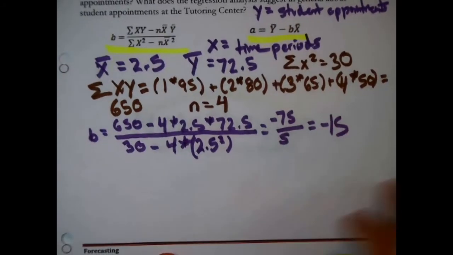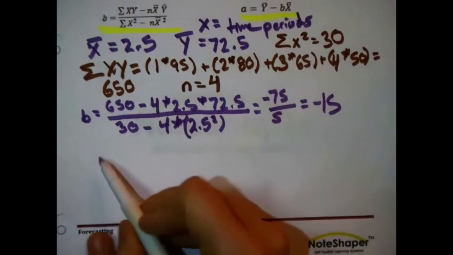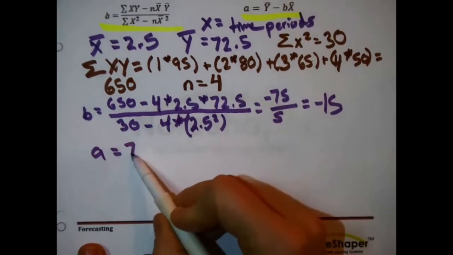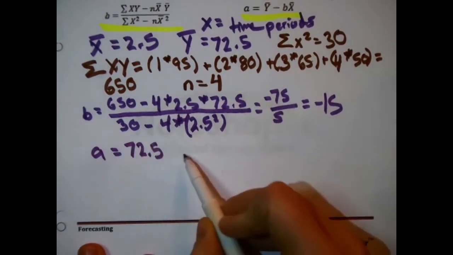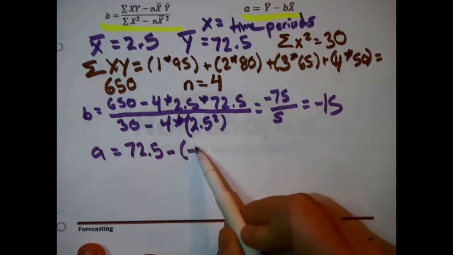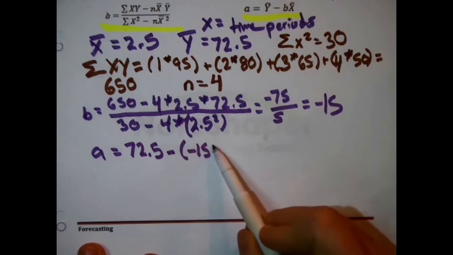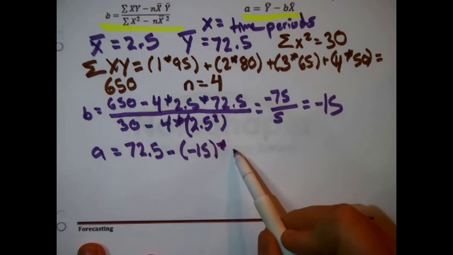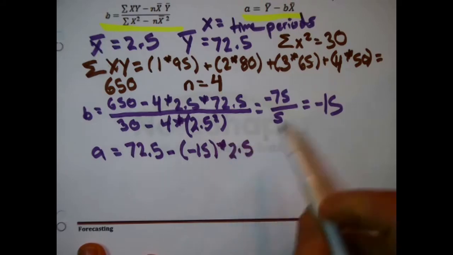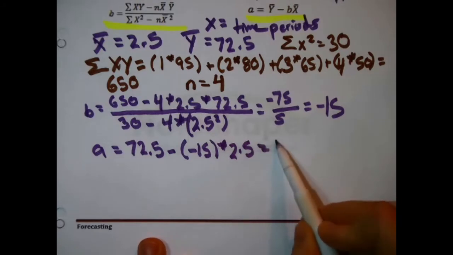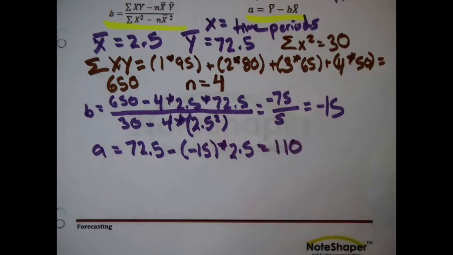What is the intercept? The intercept, A, is the average Y. Okay, that's 72.5 minus a negative 15. So it's going to wind up being plus, times the average X, which is 2.5. So I get, what is that, 72.5 plus 37.5. Oh, comes out nice and neat to 110.